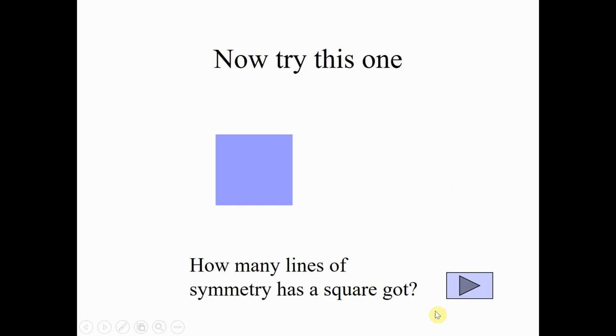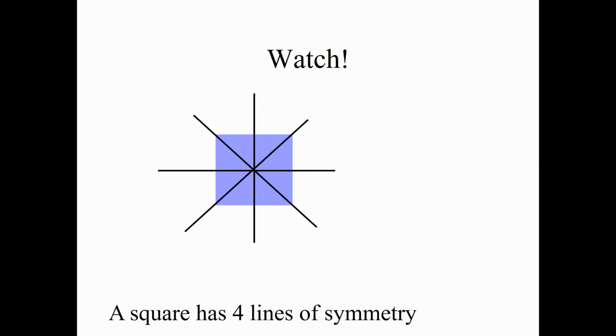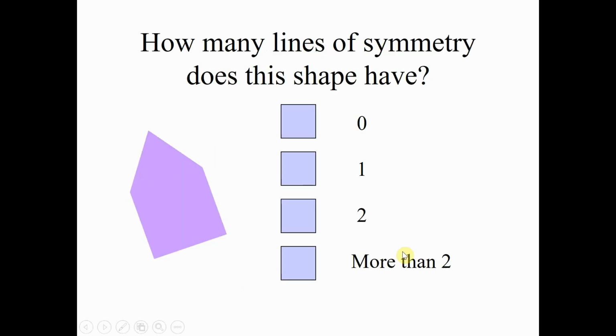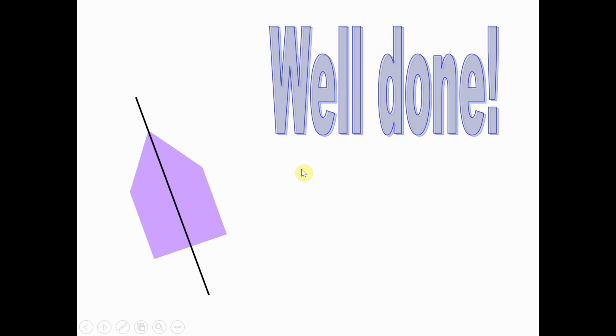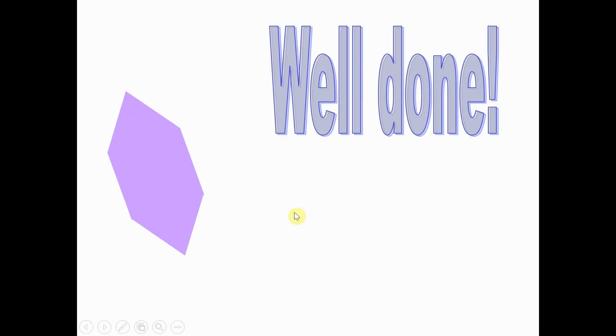How many lines of symmetry has a square got? What do you think? Look carefully at the square. How many lines or axes of symmetry do you think we've got in a square? Looks like there's four. What about this shape? How many lines of symmetry does this shape have? I'm going to go with one. Oh, I got it right. Excellent. What about this one? I'm thinking probably two for this one. Very good.